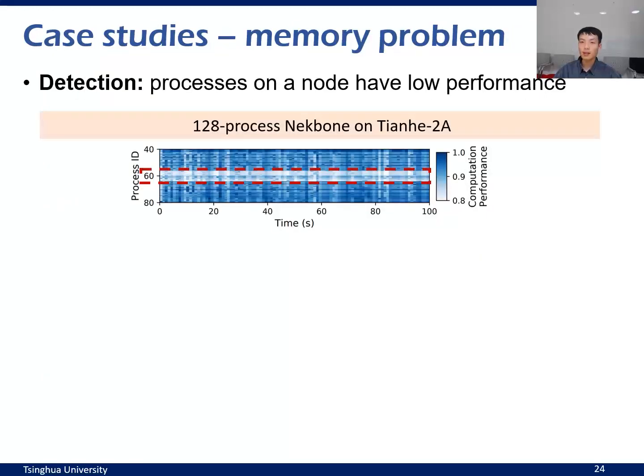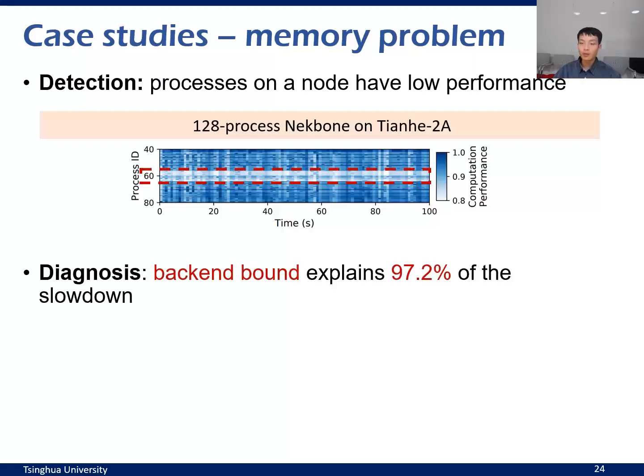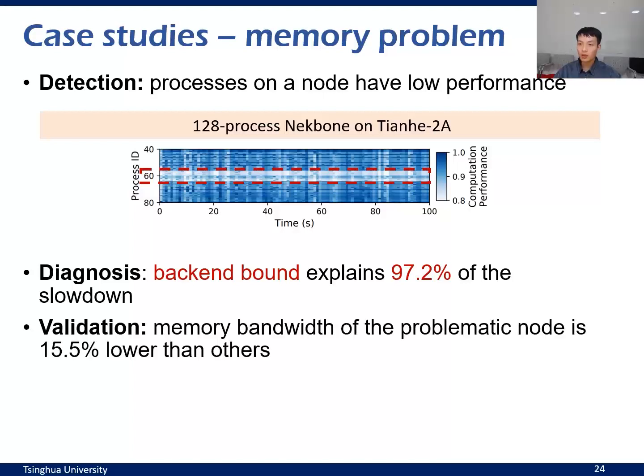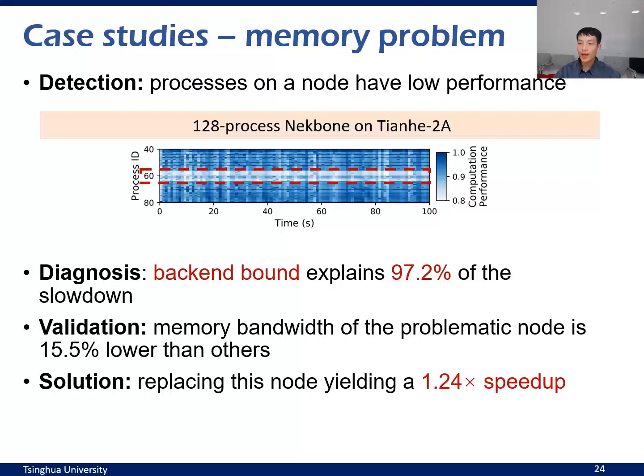In this case, we focus on a memory problem. Vapro detects a variance for a benchmark on Tianhe-2A. The white block in the output shows that all processes on a node have lower performance. Vapro further diagnoses this variance and shows that 97% of variance is from back-end bound in the CPU. To further locate this problem, we run a memory bandwidth test, and it shows that this node has lower memory bandwidth than others. By replacing this node, we can have a 1.24 times speedup.